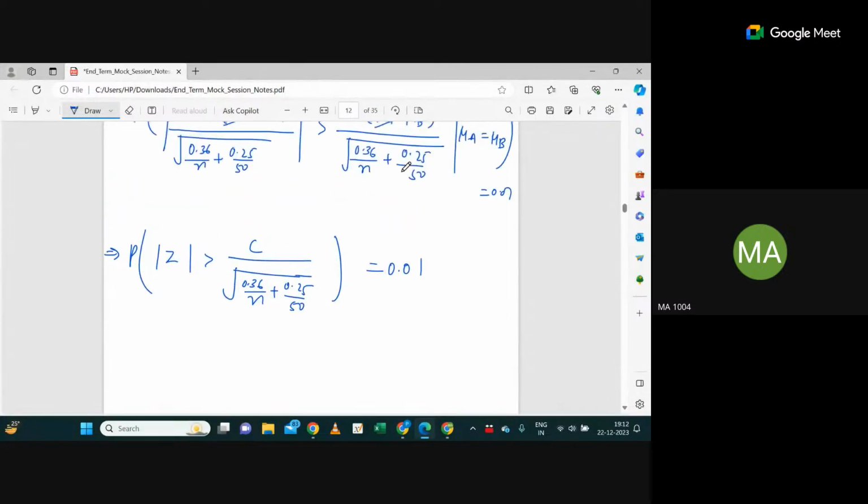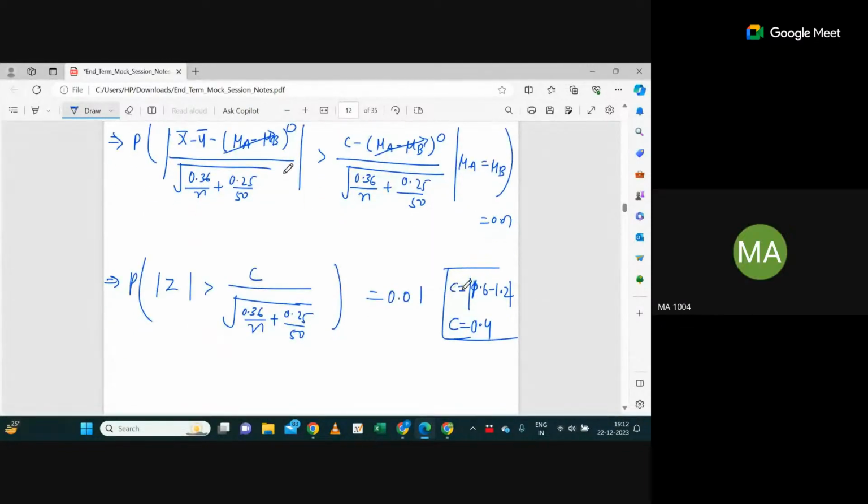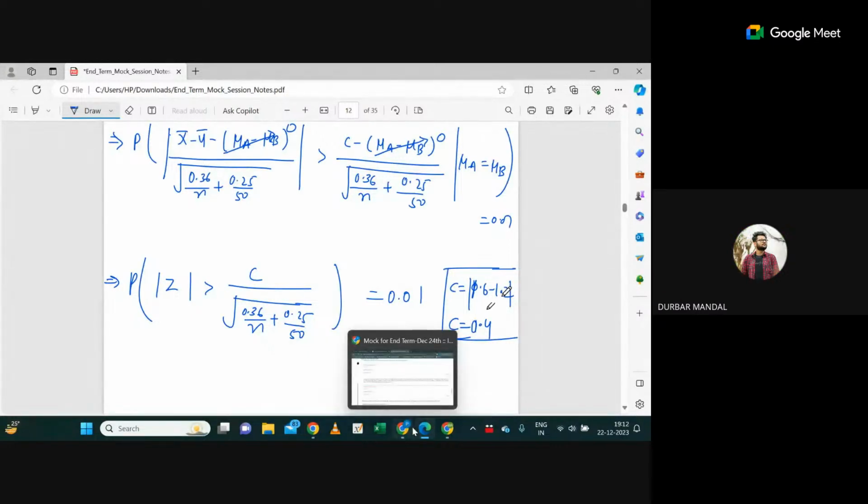Is this clear to everyone? No, sir. Can you tell me, I didn't understand that. Basically I have 1.6 minus 1.2, right? C is nothing but just a constant value. I'm saying modulus of x bar minus y bar is greater than C, and C is nothing but modulus of 1.6 minus 1.2. It should be greater than 0.4, then I will reject. So it's just the subtraction of the two sample means.